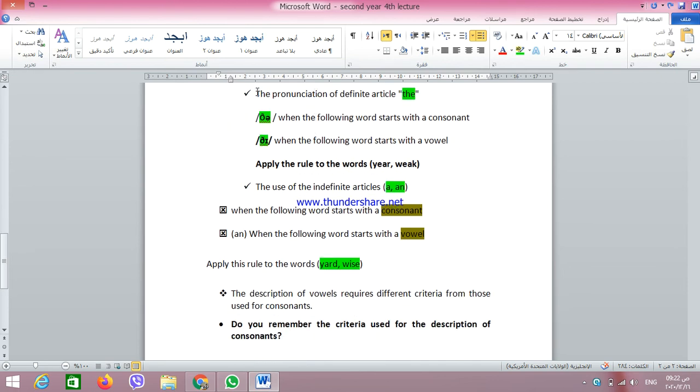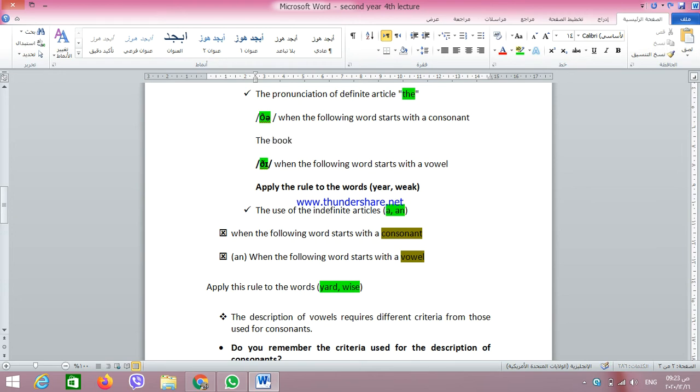Now, the first one is related to the pronunciation of the definite article "the", because you know this definite article can be pronounced as "thuh" or "thee". It depends on the following word. More specifically, the first sound of the following word. Now, "thuh" is used when the following word starts with a consonant. Example, the book. Because the ba sound is a consonant, the definite article is pronounced "thuh" book.